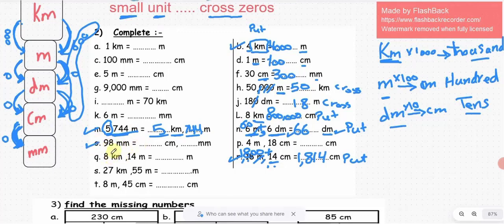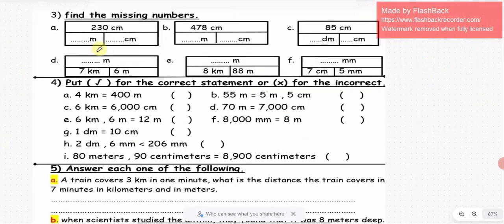98 millimeter equals how many centimeter and how many millimeter? Between centimeter and millimeter, there is 10. 10 means the tens place. Take the tens place and put it here. 9 and 8 will be there: 9 centimeter and 8 millimeter.